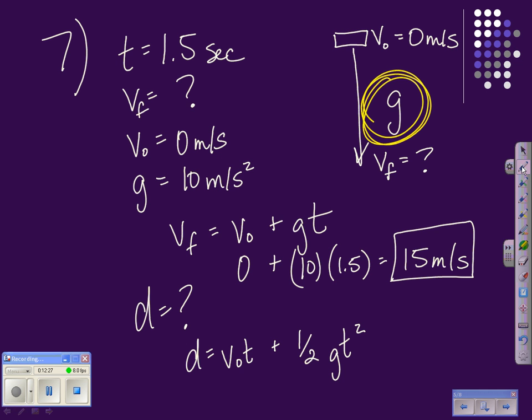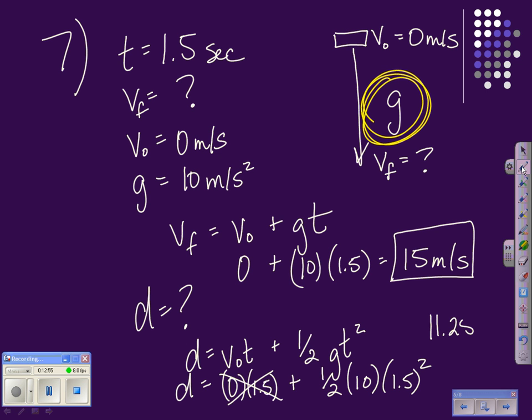So back to solving for my distance. I know 0, I know time of 1.5, I know 1/2, and I know 10 for gravity, and I know 1.5 squared. Okay, well, I can cancel that out because it's times 0. 1.5 squared is 2.25 multiplied by 10 is 22.5 divided by 2 is 11.25. Now, since this was a distance, this will be meters.